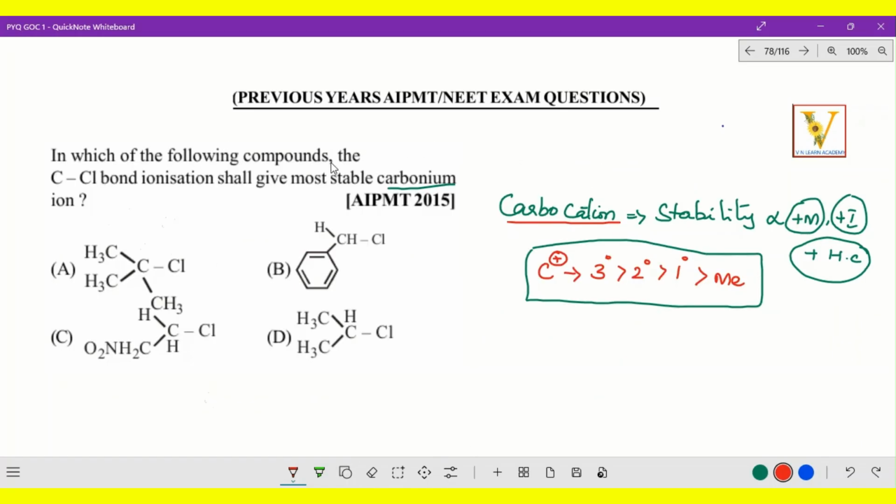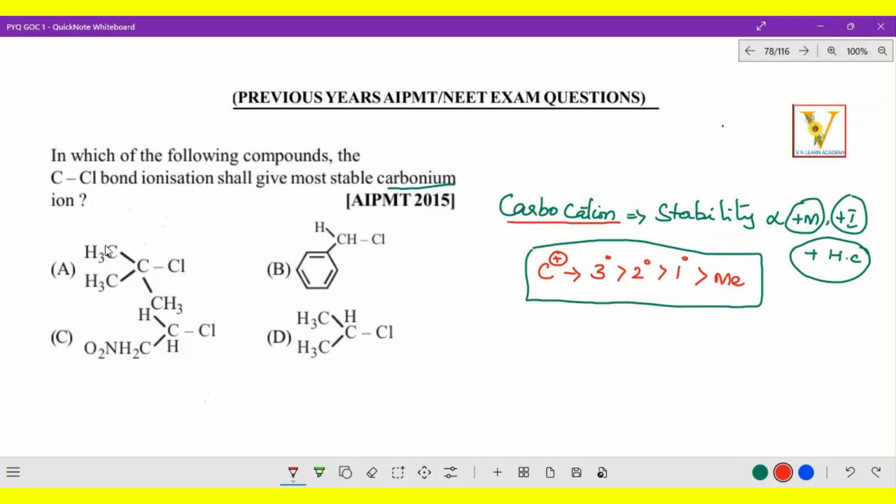In which of the following compounds will the carbon-chlorine bond ionization give the most stable carbocation? When we talk about carbocation stability, it is directly proportional to +M, +I, and +Hc, that is hyperconjugation. Generally, it's a common known fact. Carbocation stability order is tertiary, secondary, primary, methyl. It is a common, well-known answer.